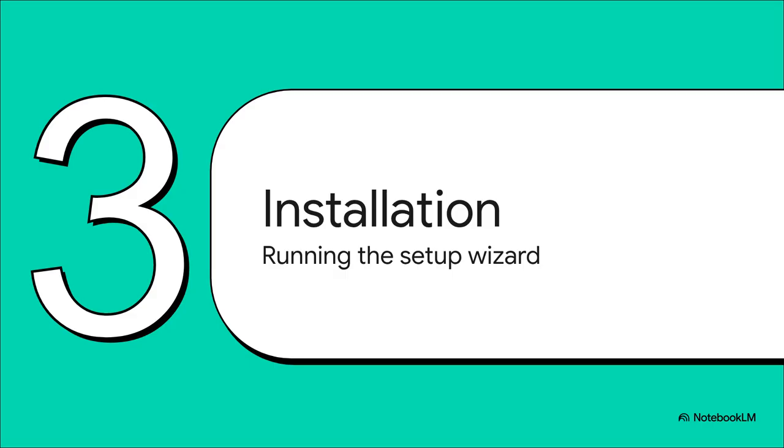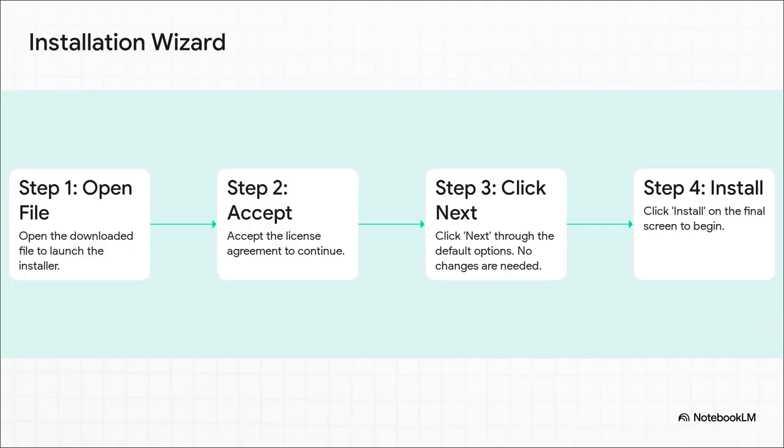Okay, we've got the file downloaded. Now it's time to actually run the installer. And look, don't worry if this part seems a little technical. I promise you, they have made this process incredibly simple. It's just a few clicks. So here's the game plan. We're going to open the file, we'll accept the agreement, and then we're just going to click Next a few times. Honestly, all the default settings are perfect for beginners, so there's no need to change a single thing.